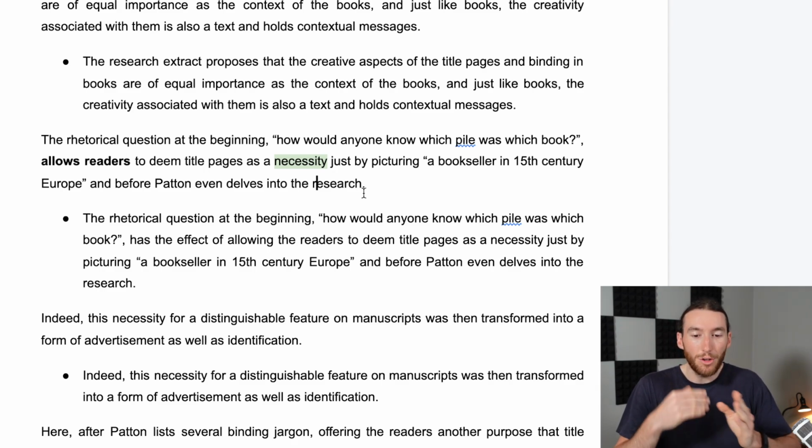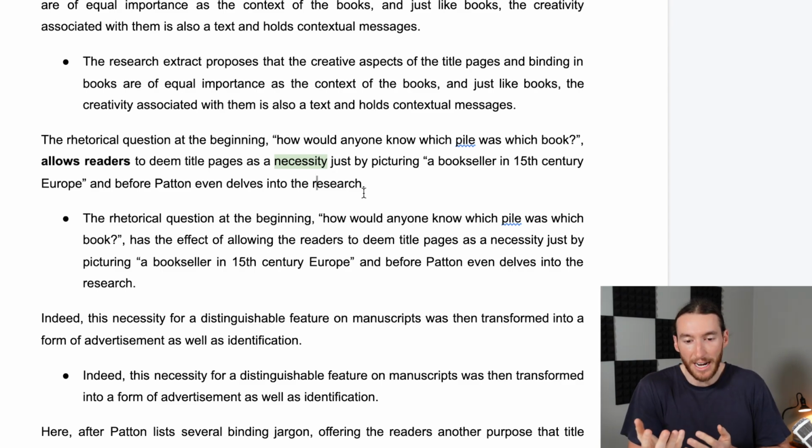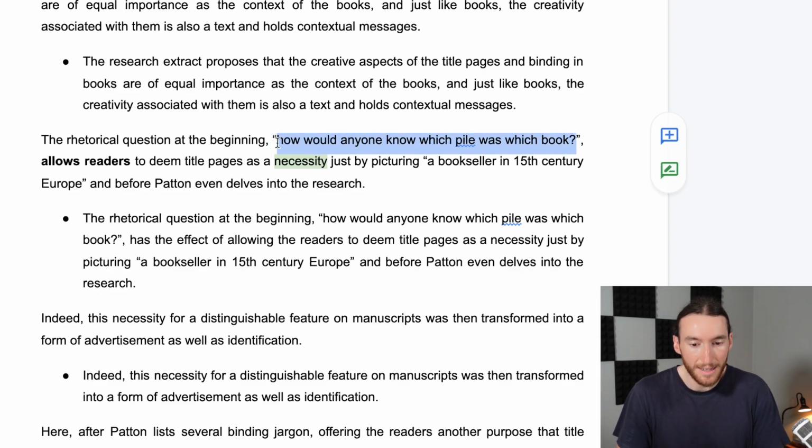So the fact that the rhetorical question is saying, of course you need a title page, it's just necessary, I think that's a really good insight, and the fact you've said necessity clearly ties to what this quote is about, which is that of course you need it, because otherwise how do you identify the book? So it's a necessity just by picturing a bookseller in 15th century Europe. I don't know if you need all the rest of it.